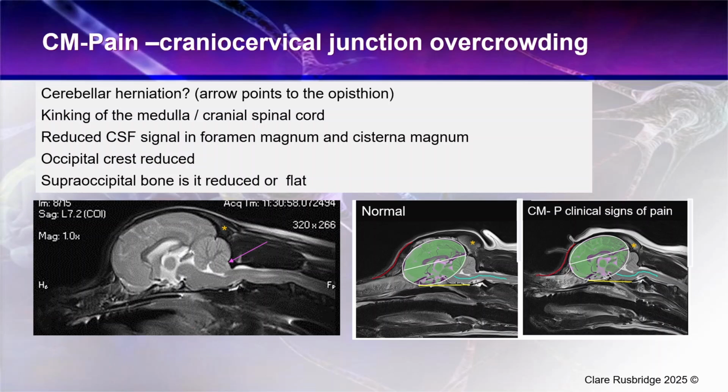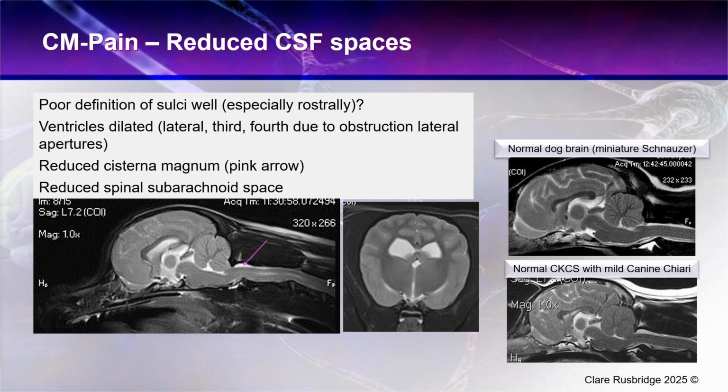So in our girl, she has a moderate degree of kinking. It's not severe, certainly not as severe as some dogs, but it's certainly some overcrowding there. So then I look at the CSF spaces in these dogs because, as I've said before, there is too much brain in this skull.